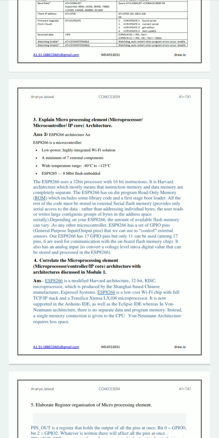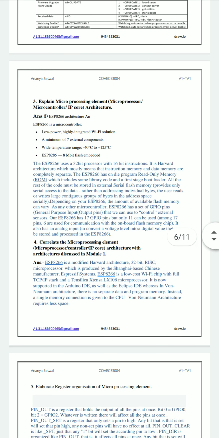The next question in the assignment is to correlate the microprocessing element, the microprocessor controller IP core architecture, with the architectures discussed in Module 1. Module 1 is the module taught in my university in the subject that deals with the architecture and basics of computer organization and architecture. So based on that, the following question has been answered.